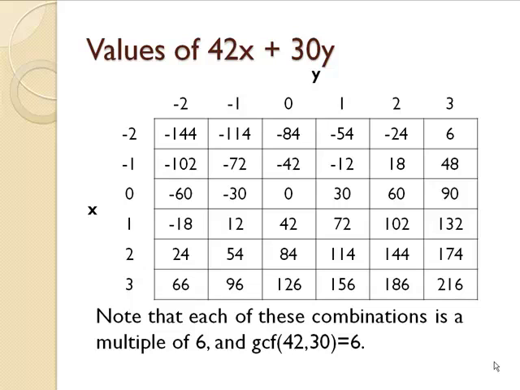What I'd like for you to notice is that each of these combinations is a multiple of 6, and the greatest common factor of 42 and 30 is 6. This is no coincidence.